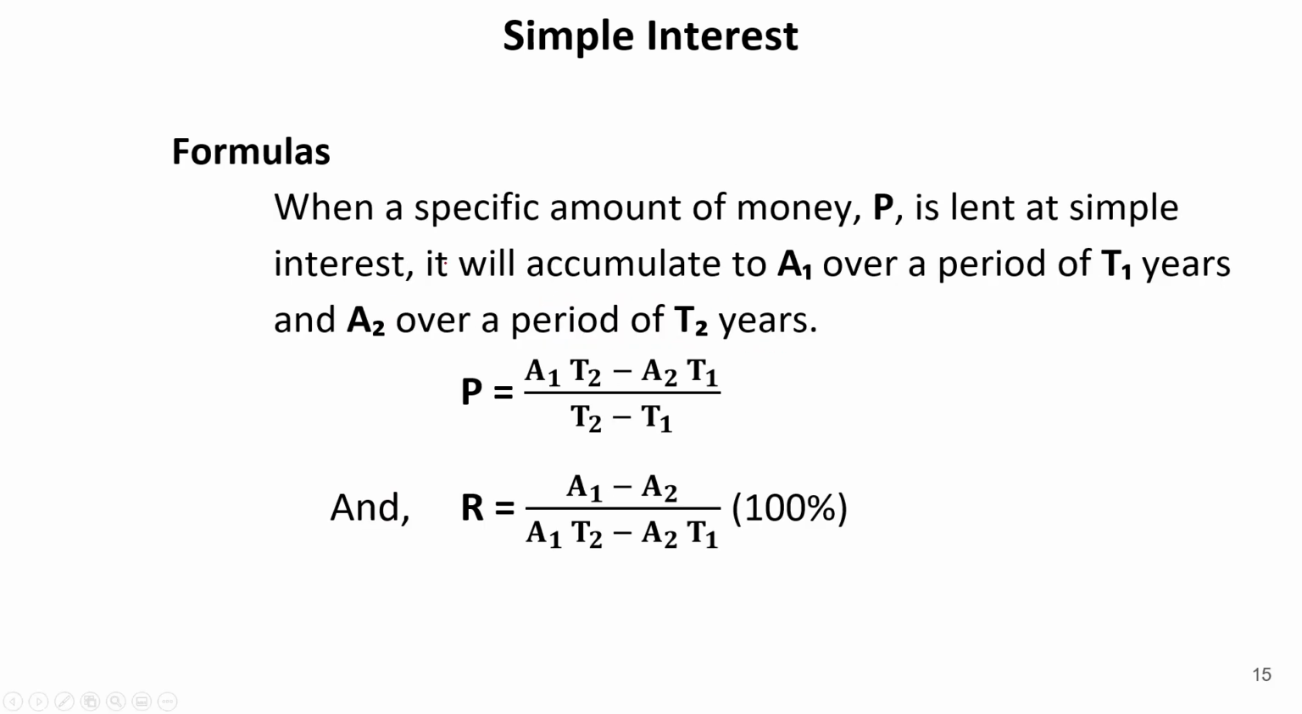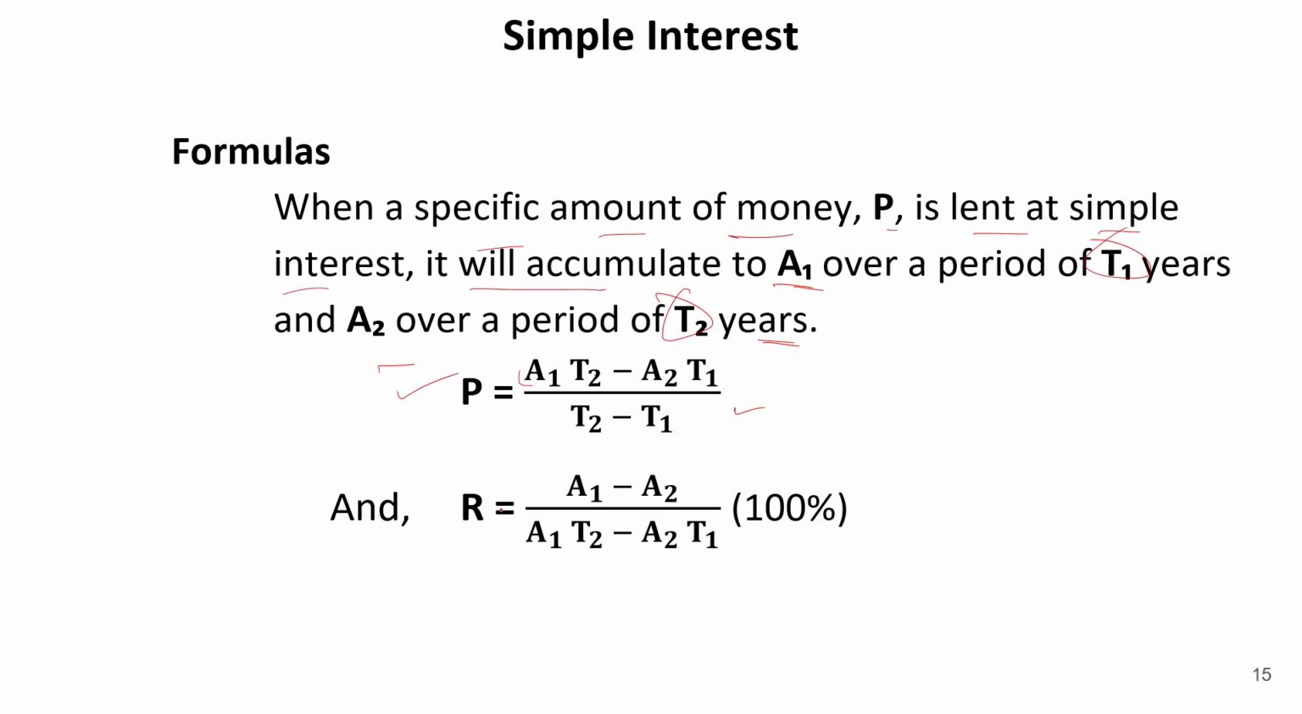Okay, so let's see the next formula. When a specific amount of money p is lent at simple interest, it will accumulate to a1 over a period of t1 years and a2 over a period of t2 years. Then the principal amount can be calculated via (a1 t2 minus a2 t1) whole by (t2 minus t1). So we can use this formula.